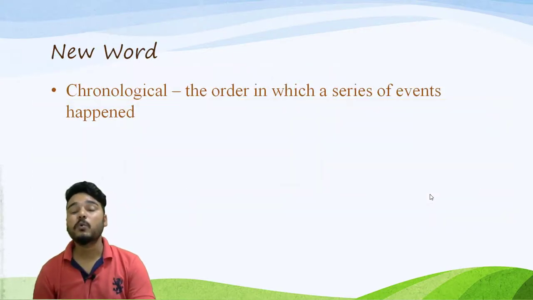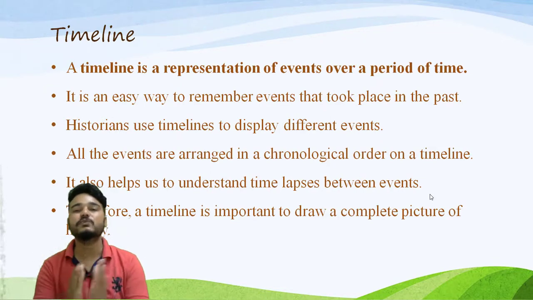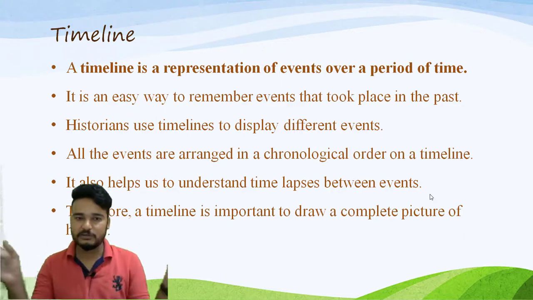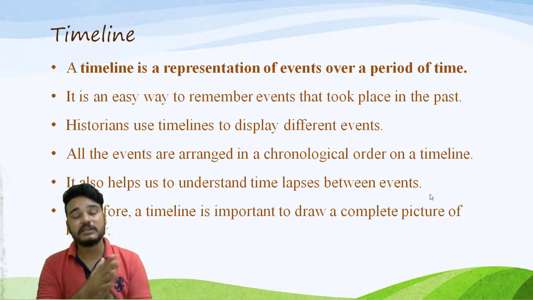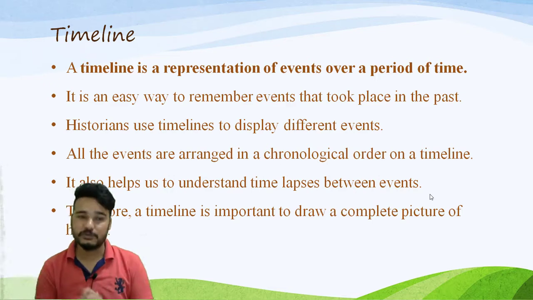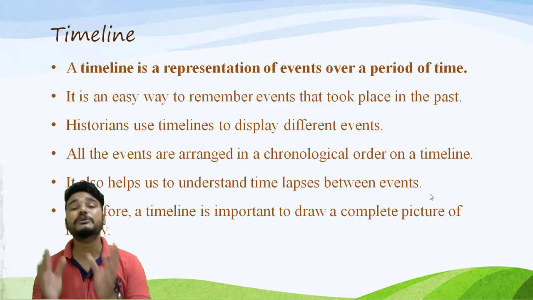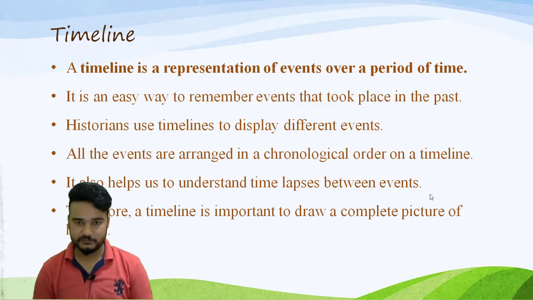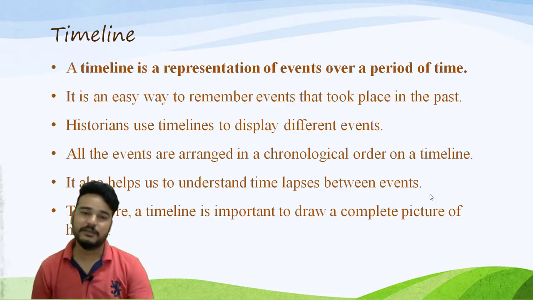Now, what is a timeline? A timeline is a representation of events over a period of time. Just like a number line, in place of numbers a particular year or a particular number is given, which represents events over a period of time. So what is the definition of a timeline? A timeline is a representation of events over a period of time. Whatever happened in a period will be arranged on one particular line, that will be your timeline.